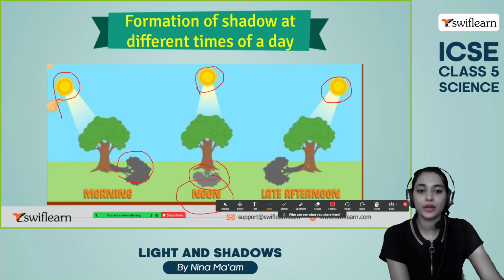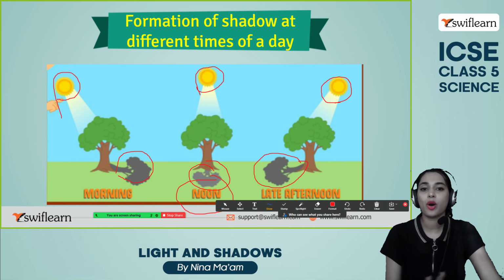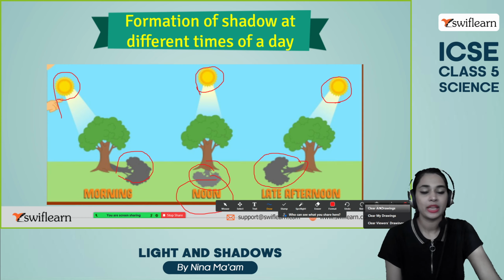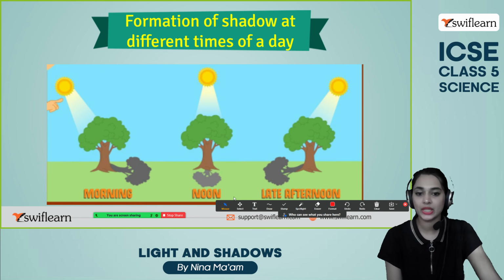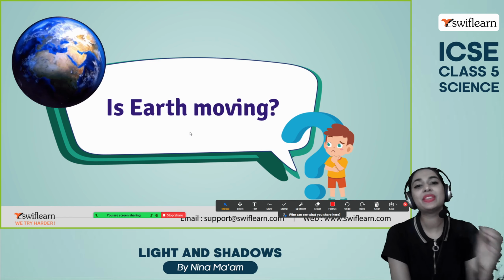That is why the shadow formed in the opposite direction. So the light and the shadow will always be in opposite directions. Not every time it will be in opposite direction. So here we are done with the shadows.